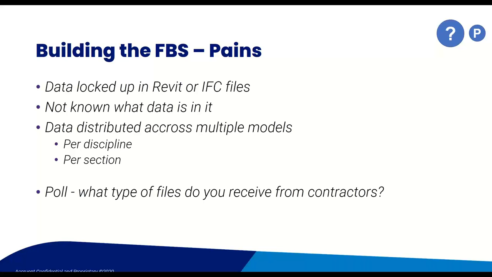While you're calculating what to say, I will take this one. When you're building up the facility breakdown structure, you will have some pains because some of the data will be locked up in file types, document types or models that you perhaps do not have access to. And if you have access, it will be quite difficult to find what you need. You don't know what data is in the models, and if the data has been distributed across a lot of different models, perhaps you will find it, but you will have to spend a lot of time doing that, because they are per discipline or per section or whatever.